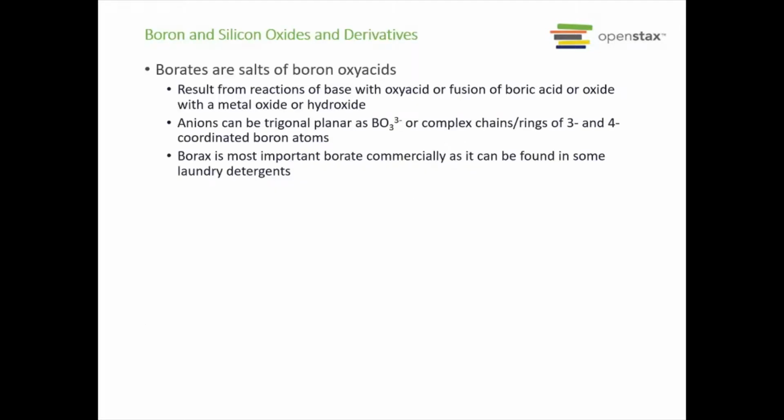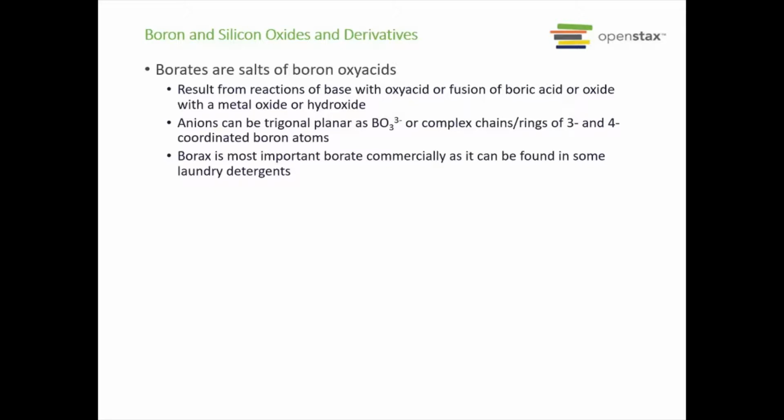And now we have borates, and these are salts of boron oxyacids. We get them from reacting base with an oxyacid or by fusing boric acid or boric oxide with a metal oxide or a metal hydroxide. We can get these anions that are trigonal planar as BO3 3-, or we can get complex chains that have 3 or 4 coordinated boron atoms.